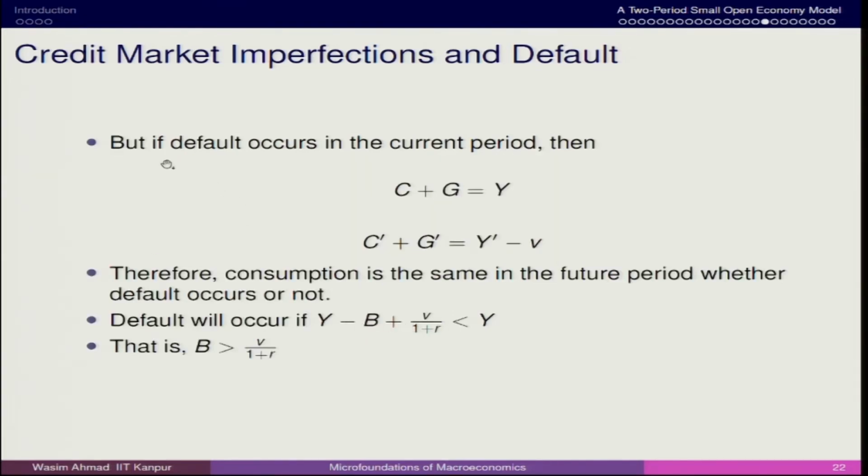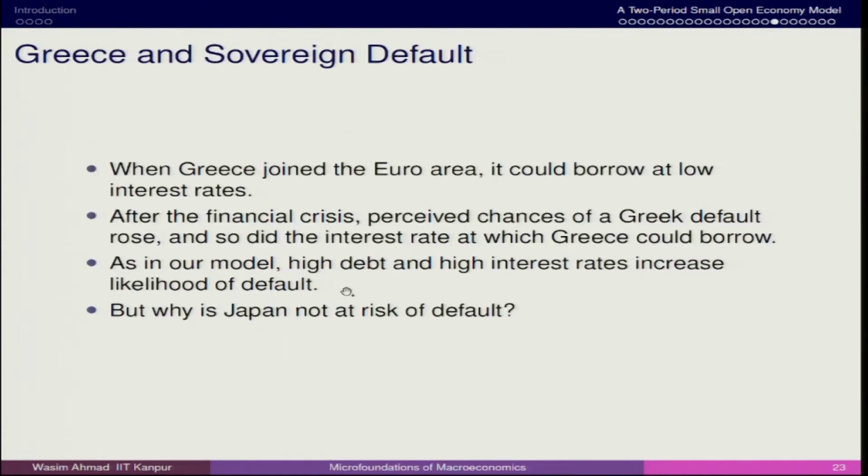Here, if default occurs in the current period, then this is how it looks: this particular amount will be subtracted from your future income, right. But if Y minus B plus V upon R is less than Y, then you most likely have the defaulting scenario, where you have to bear the burden. As long as your bond is greater than the defaulting cost, 1 plus R, there is a chance that you will default, given the credit market imperfections.